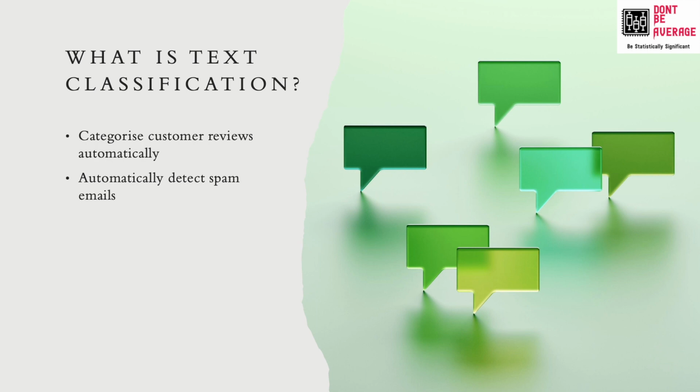Well, imagine you have a bunch of text. It could be customer reviews, or your email texts, or anything else in text form, and you want to automatically sort or categorize them into different categories. So let's say you can categorize customer reviews into positive and negative reviews, or categorize your emails into spam or non-spam emails. Those are the tasks that are tagged as text classification.